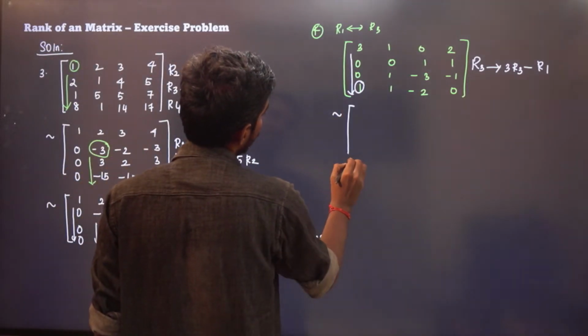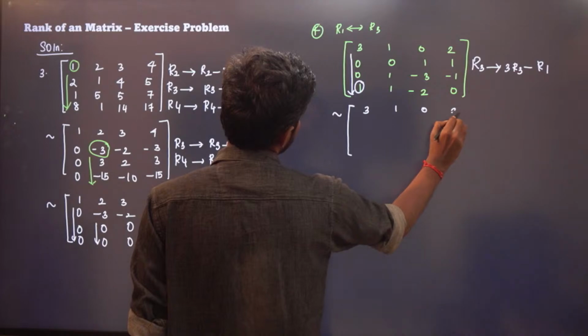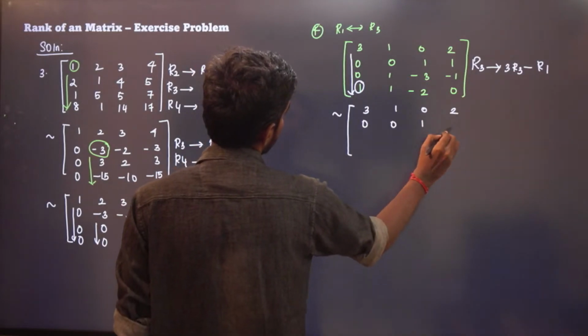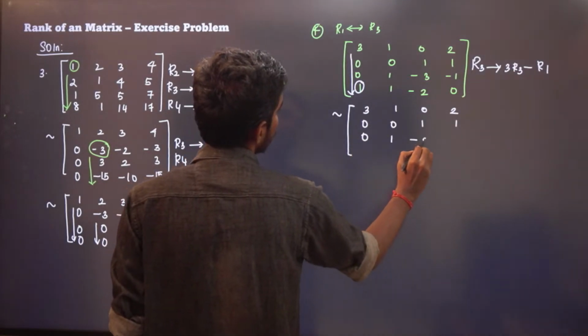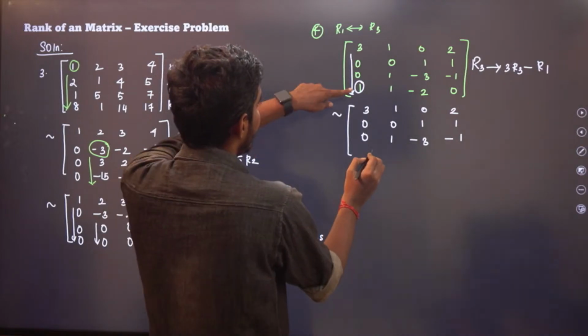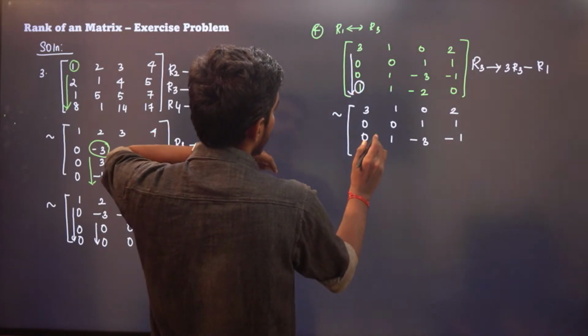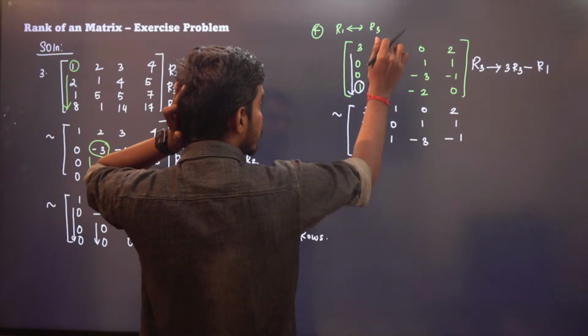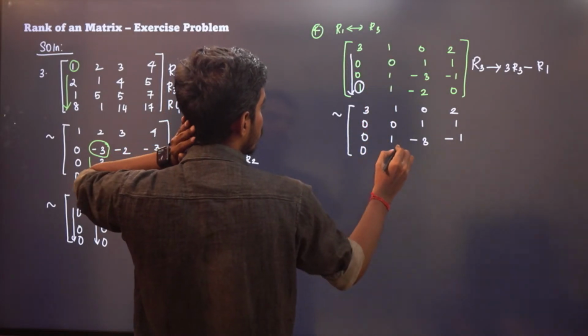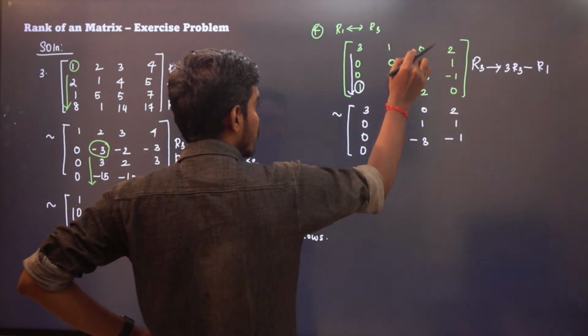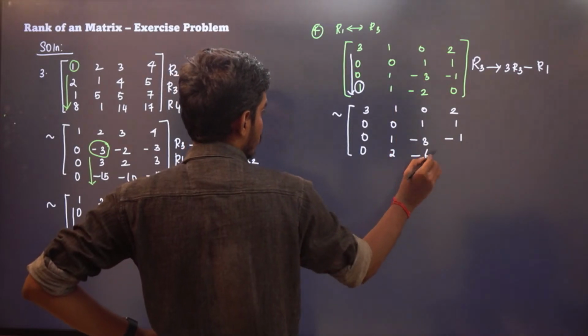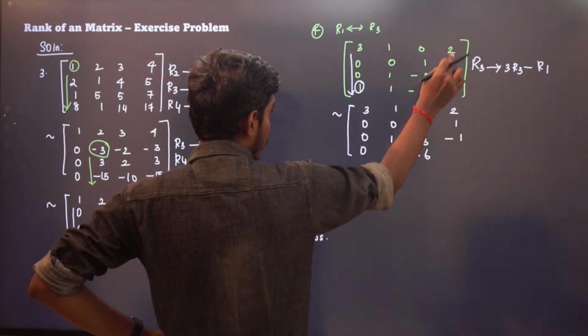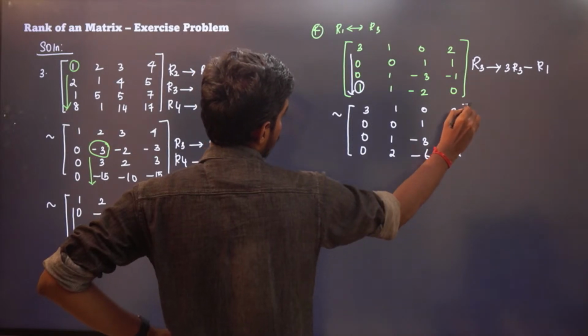This is equivalent to 3 1 0 2, 0 0 1 1, 0 1 minus 3 minus 1. So multiply 3 here and then subtract. So 3 minus 1 is 2. Multiply 3 here and then subtract, so minus 6. Multiply 3 here and then subtract, so it is minus 2.